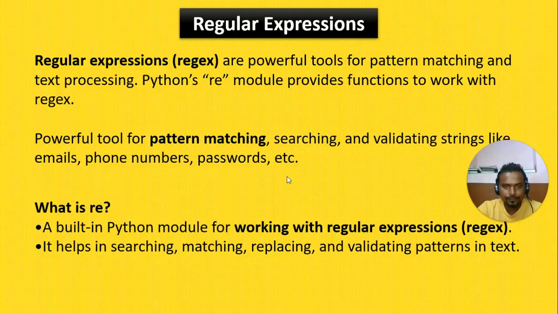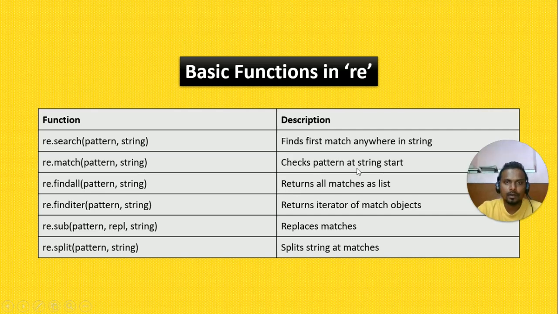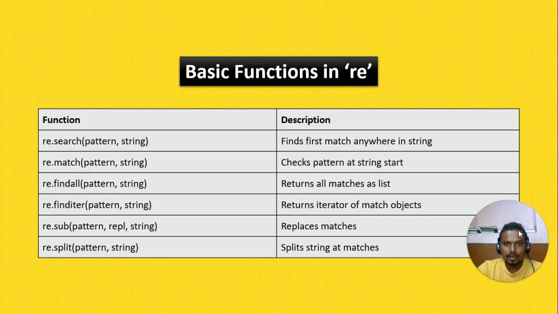patterns in text. If I look at some of the basic functions in the RE module, they are like this: re.search to find the first match anywhere in the string, re.match to check the pattern at the string start, re.findall to get all the matches as a list, re.finditer, which returns an iterator of match objects, re.sub replaces matches, and re.split splits the string at matches.